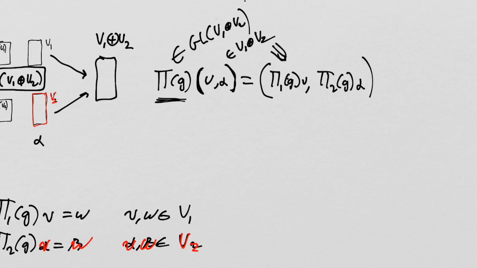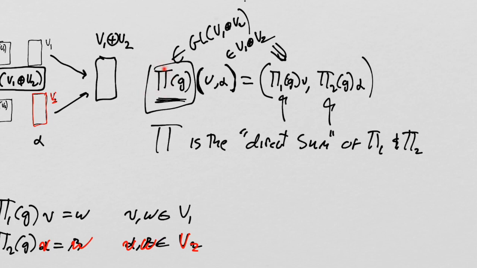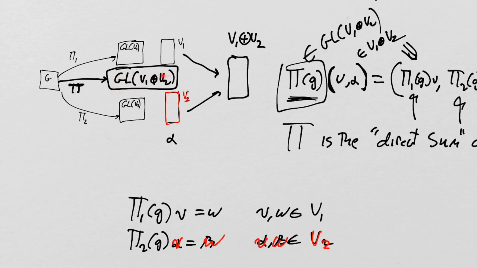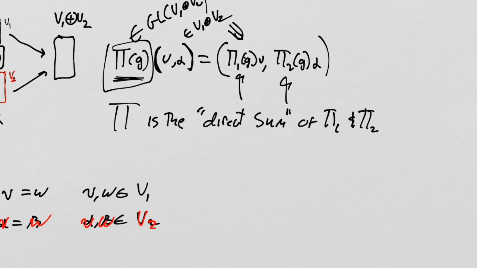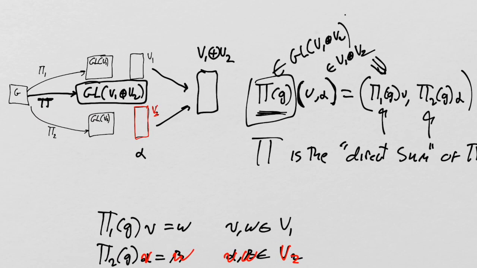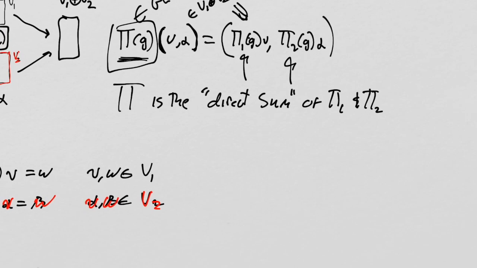So that's how I define the direct sum of two representations. This is the direct sum of this representation and that representation. The way I've written it here, the representation pi, which is into the general linear group of V1 plus V2, is called the direct sum of these two representations, and this is how it's defined. This is a little bit weird, because pi itself, this is actually a vector space, but we're not defining it quite the same way as you would a normal vector space. But pi is the direct sum representation of these two representations.